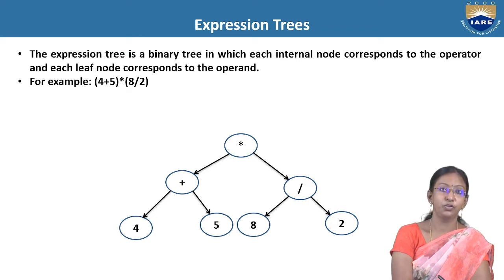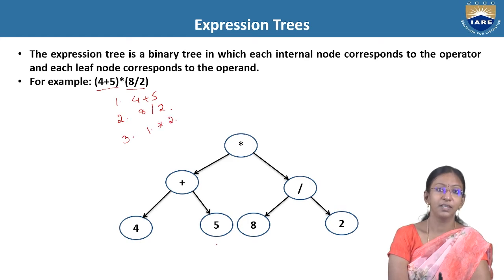I've taken a binary expression. You can see 4 plus 5 multiplied by 8 divided by 2. Here you can see that there are two terms. The first term is 4 plus 5, which will be evaluated first. The second term to be evaluated is 8 divided by 2. The third step will be the multiplication of the results of the first and second steps. So this process can be pictorially represented using binary trees.